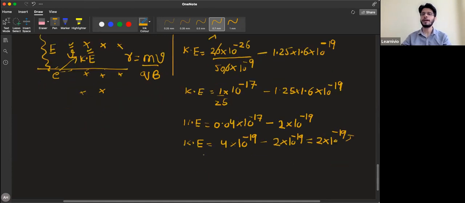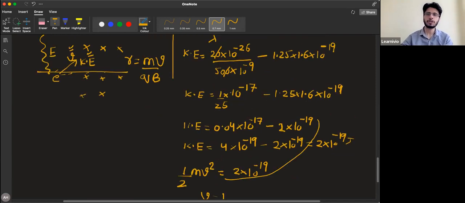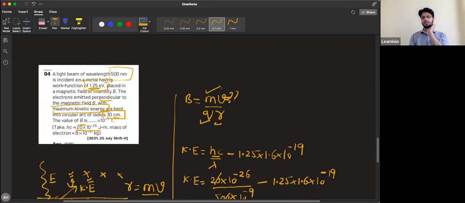So you have kinetic energy. If you have kinetic energy, you can calculate velocity. Half mv square is 2 into 10 raised to the power minus 19. So from here, you can calculate the velocity, and then velocity can be substituted. So these are some good questions on photoelectric emission, where they connect photoelectric emission with the other topics.